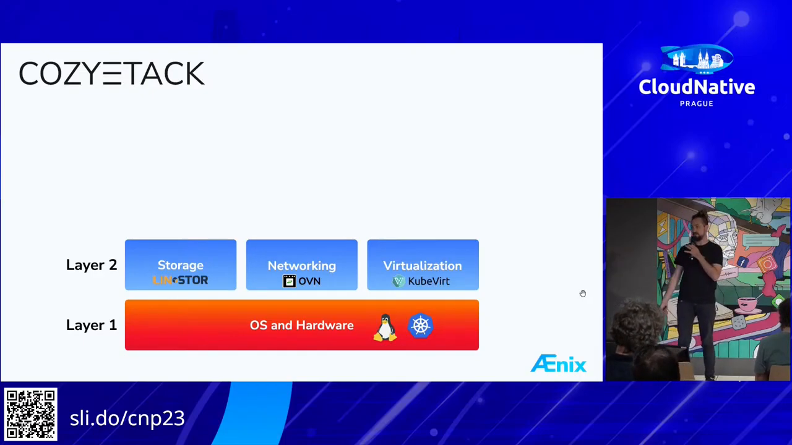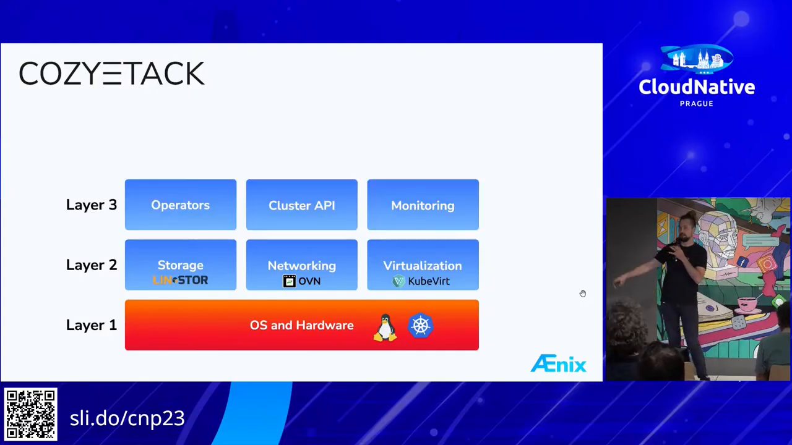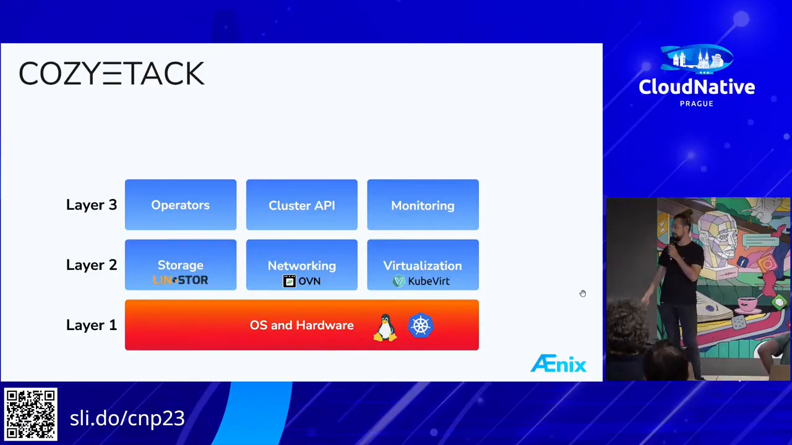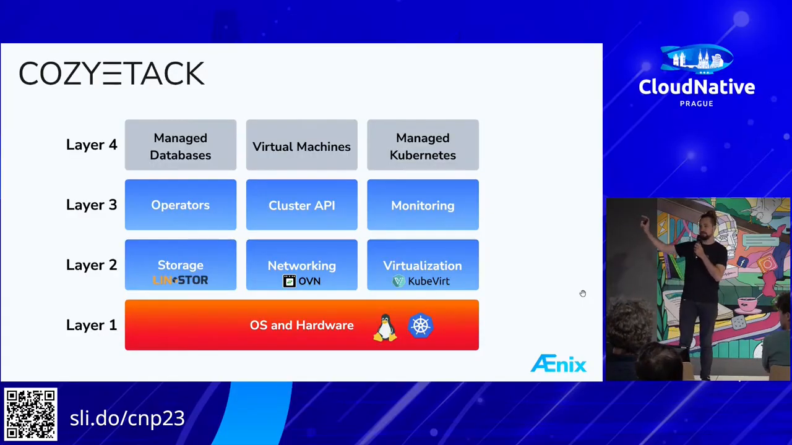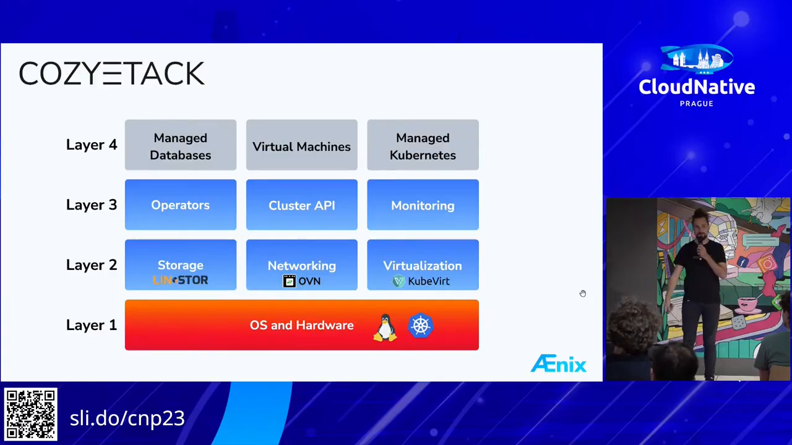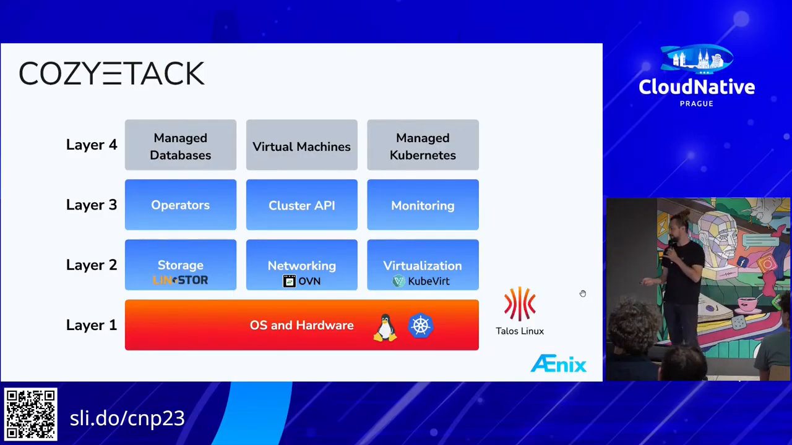And for virtualization, we use KubeVirt. On top of this, we also built a layer of operators, cluster API, and a monitoring system. And on the final layer, we say the application layer, where users can order their own services. We have managed databases, virtual machines, and managed Kubernetes. So today I'm going to show you how we utilize the storage and how we organize the system, how we deliver all of these components. From my perspective, it's a very interesting topic.